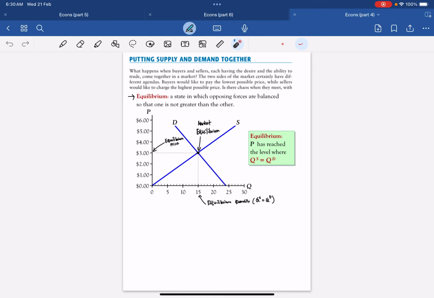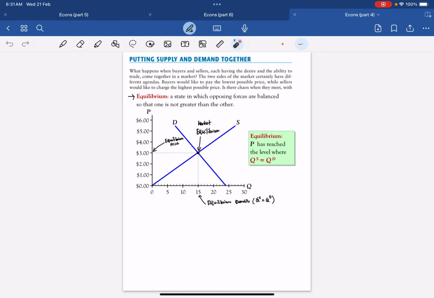Hi, in this video, we'll be continuing our study of economics, and in the previous two videos, I've talked about demand and supply. Now we shall put them together to determine the supply and demand model to help us determine the equilibrium price and equilibrium quantity.